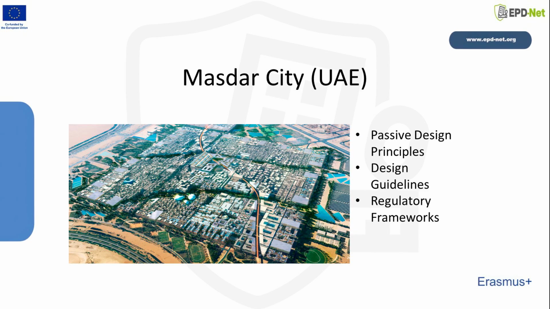The design logics and guidelines used to shape the shaded streets and buildings can be listed as passive design principles. The primary tool for shaping the city is the application of passive design principles. This involves orienting buildings to optimize natural daylight while controlling solar heat gain and using wind towers to regulate airflow.